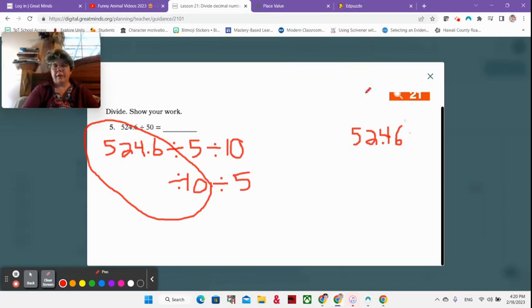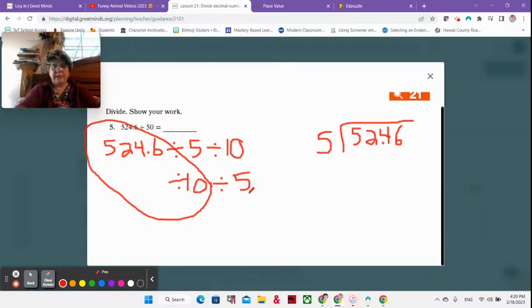Let's think of it another way. If I had 500 and I'm dividing it by 10, now I'm going to have 50, okay? And then I can take that 52 and 46/100 and divide it by 5. And I'm still dividing it by 50 because I'm dividing it by 10 and then dividing by 5. Okay, so that is something that we can think about when we're dividing by larger numbers.